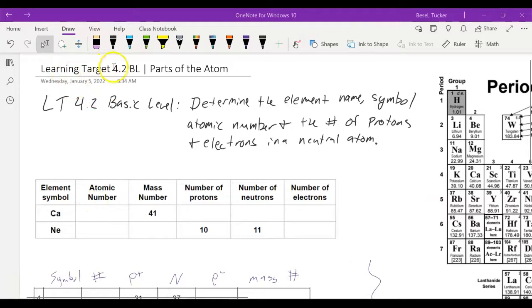So this is learning target 4.2 at the basic level, which is the parts of the atom. That's this whole learning target. It's all about the different parts of the atom.